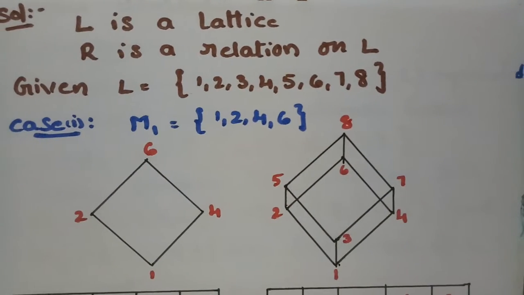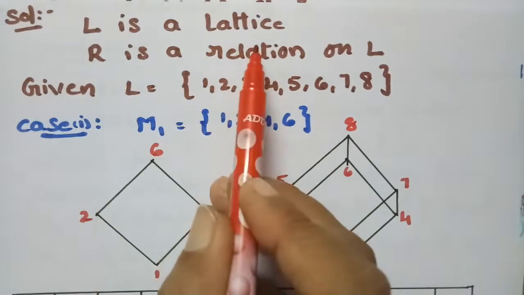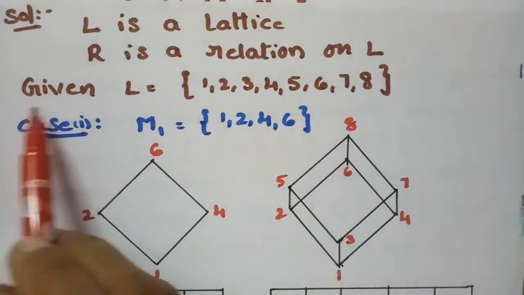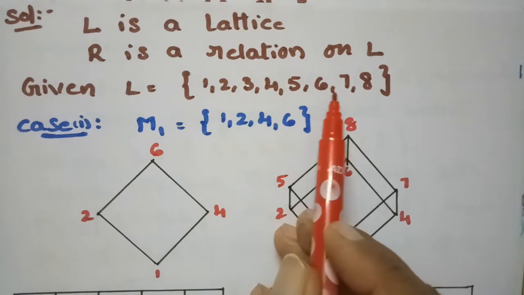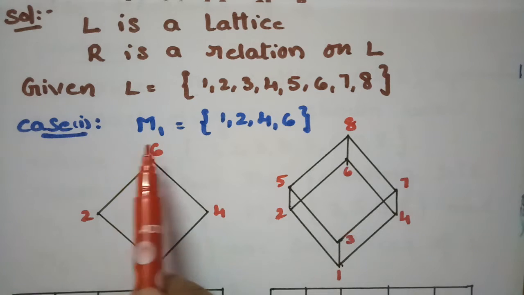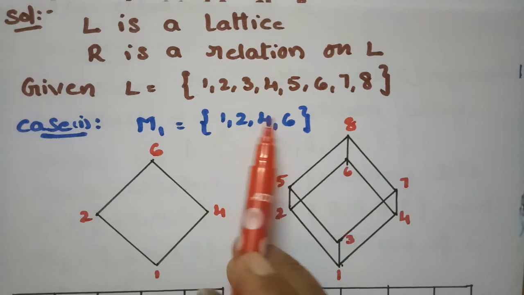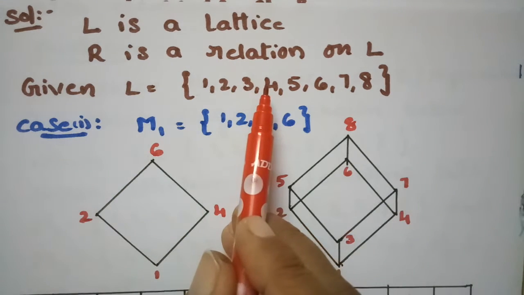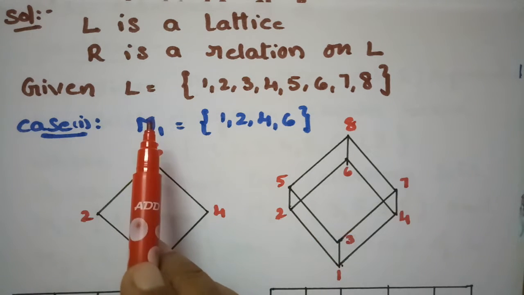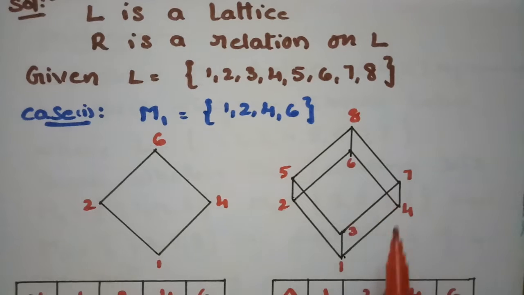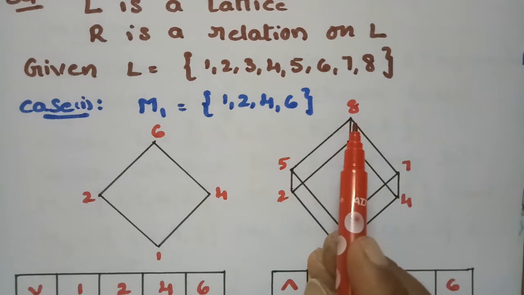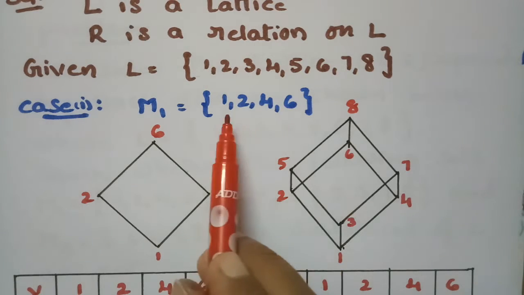See here, case 1. Given L is a lattice and R is a relation on L. Given L is equal to 1, 2, 3, 4, 5, 6, 7, 8. So this is the main lattice. And M1 is equal to 1, 2, 4, 6. So this is a subset of the main set L. And we have to show whether this M1 is a sublattice or not. According to the Hasse diagram, we have 1 through 8, so I have chosen only 4 elements here.